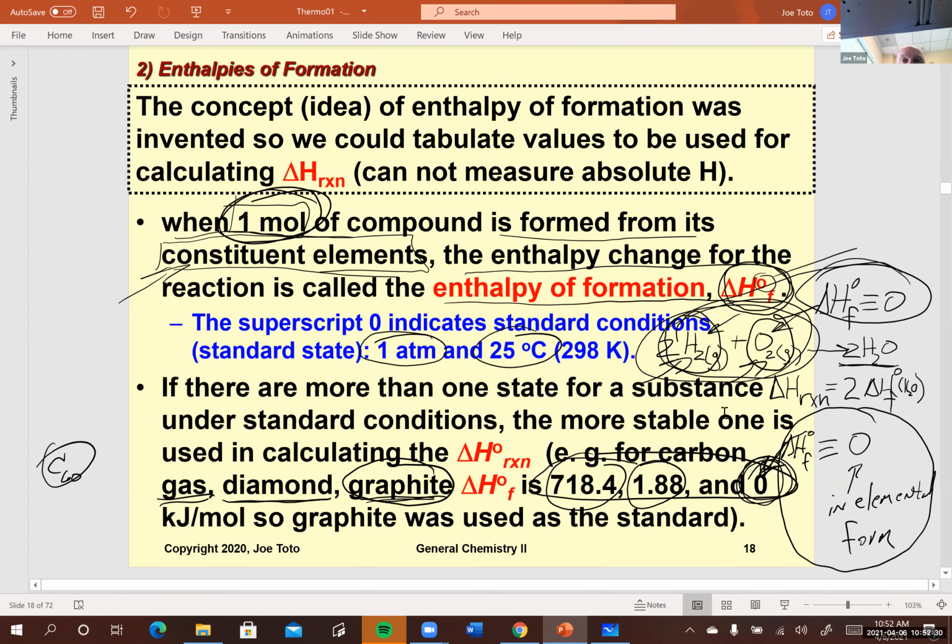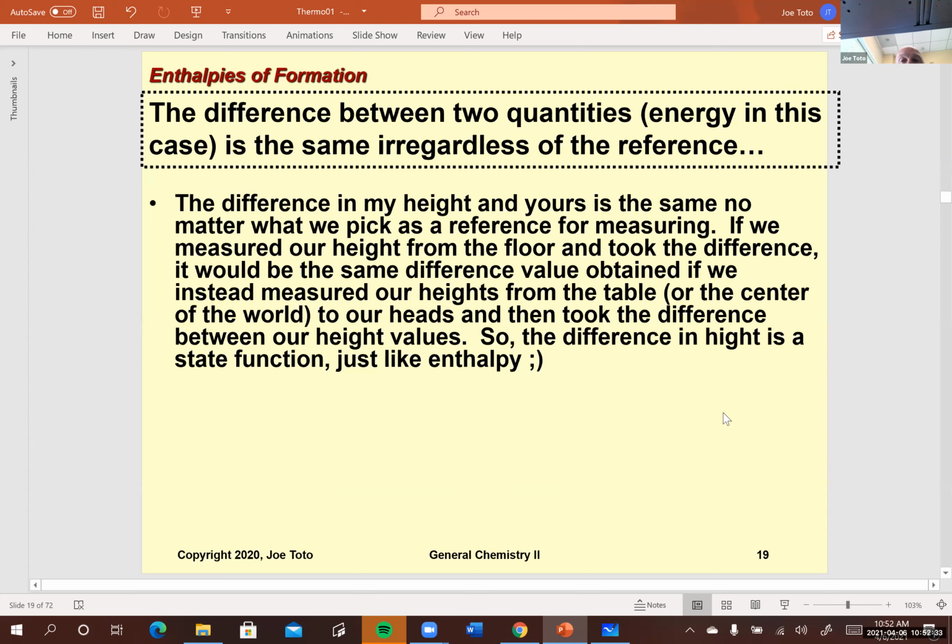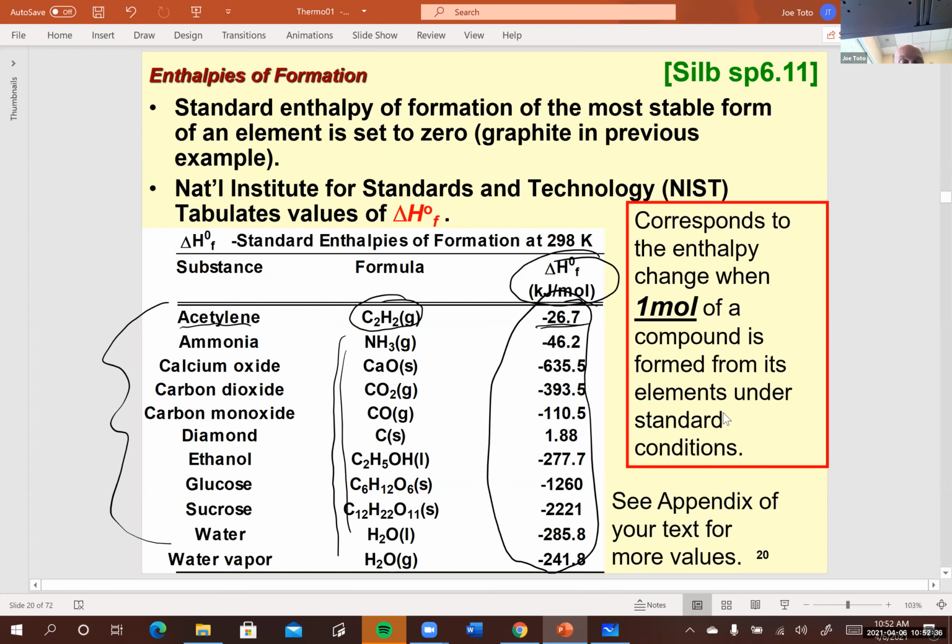So in our analogy for heights, if we wanted to measure our heights and we picked the same reference, like the same desktop, and I measured my height from that desktop to my head, you measured your height from that desktop to your head, and we took the differences because that desktop was defined as the zero, then our difference between those two numbers would be, in fact, the difference in our height. We don't have to measure our total height. And so what we're doing is we're taking the elements in their standard states, since they're already formed, and defining that as a delta H of formation of zero.